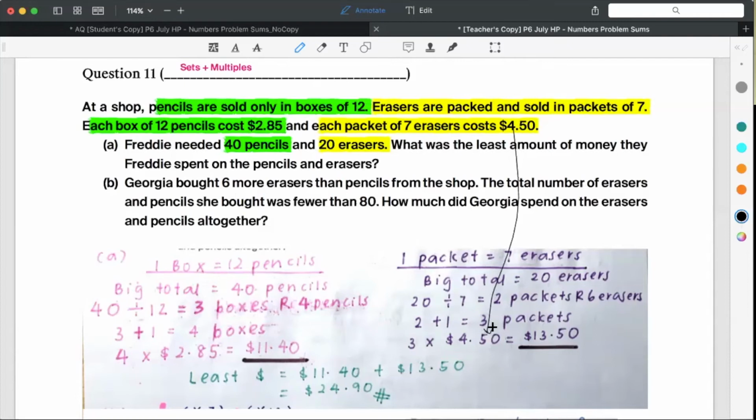You get 1350, you add them up and you get 2490, okay?